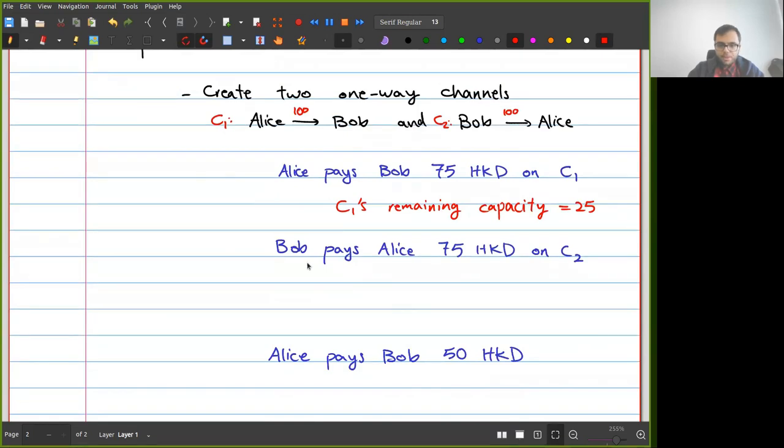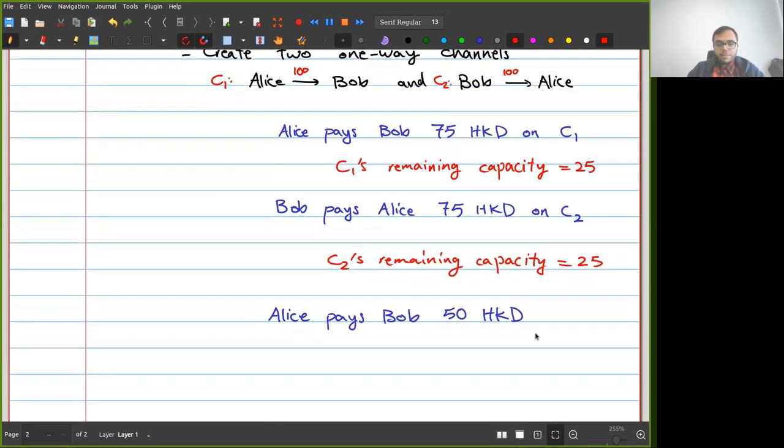And the same thing happens here. So when Bob pays Alice 75 Hong Kong dollars on channel 2, channel 2's remaining capacity is going to reduce. Okay, but now at this point, when Alice wants to pay Bob, we have a problem. Alice can only pay Bob using channel 1. And channel 1 has a capacity of 25. So not enough capacity in channel 1, and Alice cannot pay Bob.